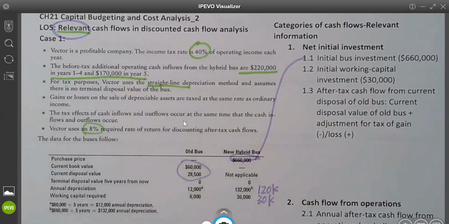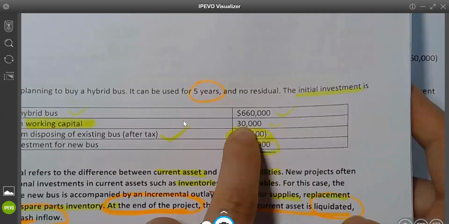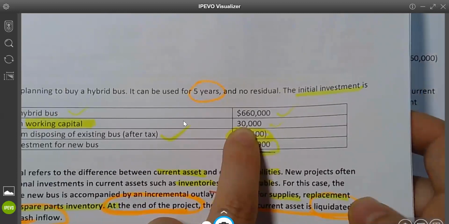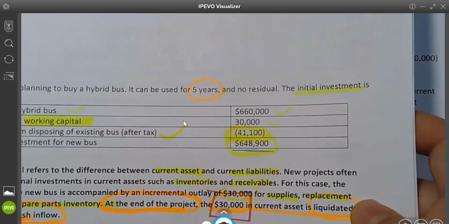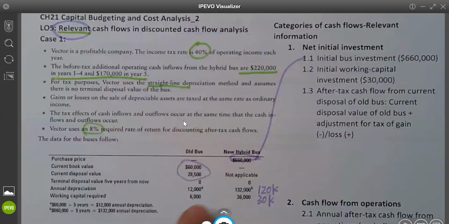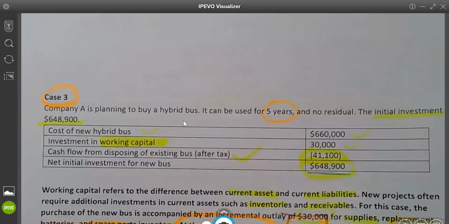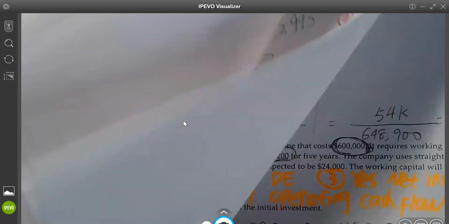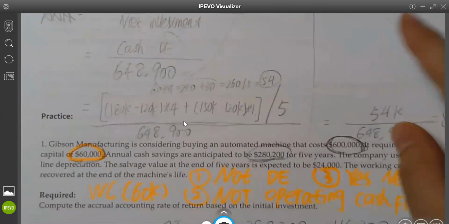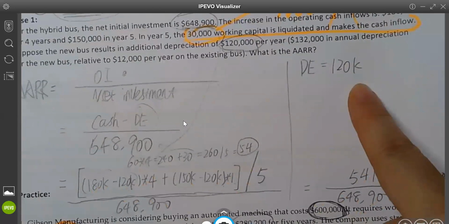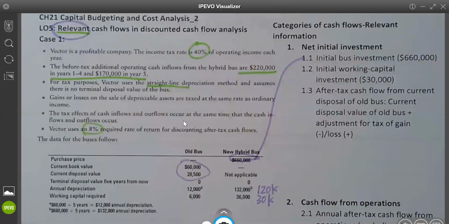You say, hey, Professor, those numbers look familiar. Yes. That 30,000 is this 30,000. This is the relevant cash flow. The extra depreciation expense, 120,000, is here. That's the relevant cash flow, right? So we take care of the relevant part.